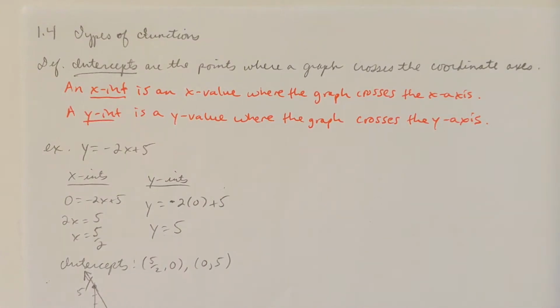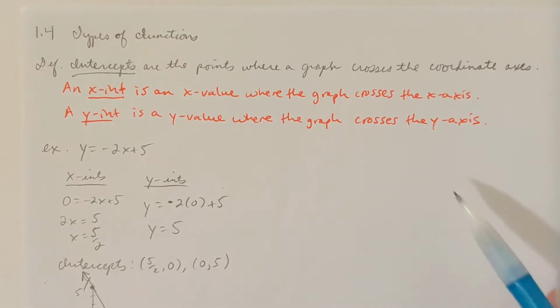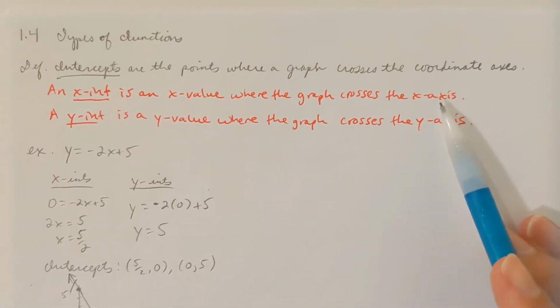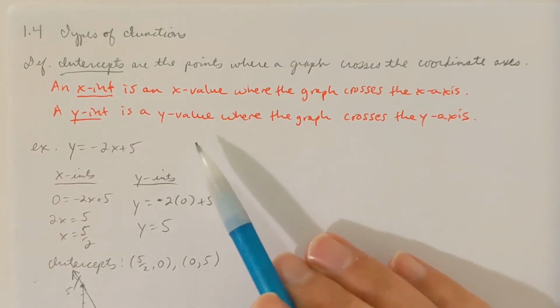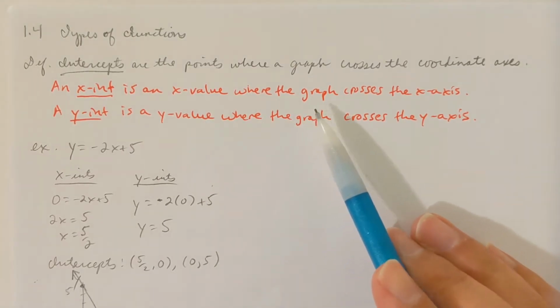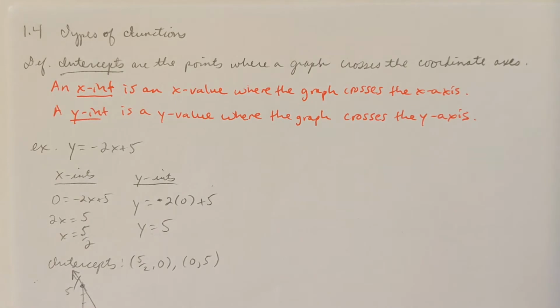Okay, in 1.4, we're going to talk about types of functions. Definition: intercepts are the points where a graph crosses the coordinate axes. An x-intercept is an x value where the graph crosses the x-axis. A y-intercept is a y value where the graph crosses the y-axis.